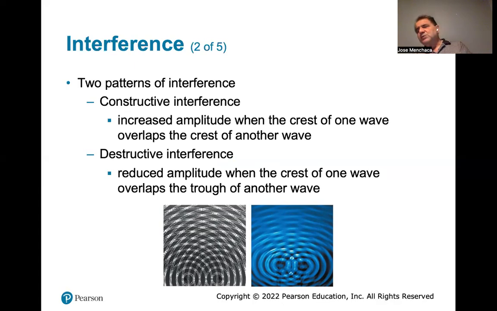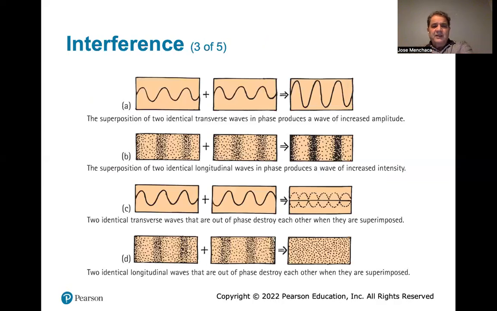Does this happen with transverse waves or longitudinal waves? Well, that happens with both, and they show you examples. The superposition of two identical transverse waves in phase produces a wave of increased amplitude. So this one starts going up, this one starts going up. They're in phase, so they reinforce one another. Constructive interference. Here you can see the compression, rarefaction. Same here, compression, rarefaction, in the same timing. So you get increased intensity.